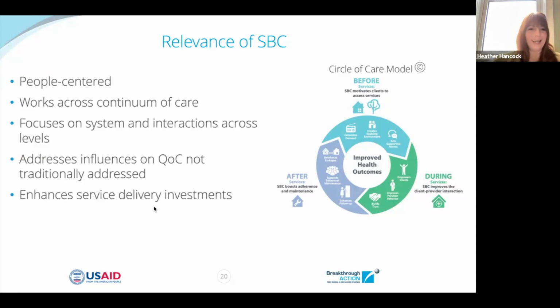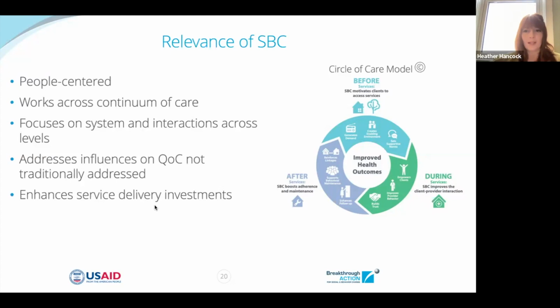And then importantly, SBC addresses some of those influences on quality care that have not traditionally been addressed. So a lot of great work has already been done on improving clinical competence, increasing resources, and those are critical. But there are also normative factors at play, attitudinal, various interpersonal pieces, and systems issues that have not always been addressed in quality of care. And SBC is uniquely placed to address those because of its focus on people and systems. And there are some really unique opportunities for SBC to build trust and compassion as well. And there's also a lot of evidence that SBC can enhance service delivery investments and that it does so with a high return on investment.